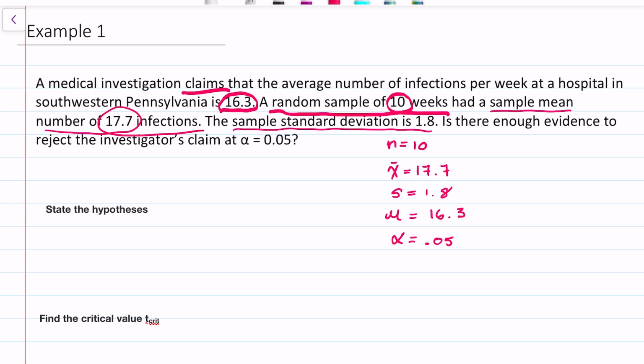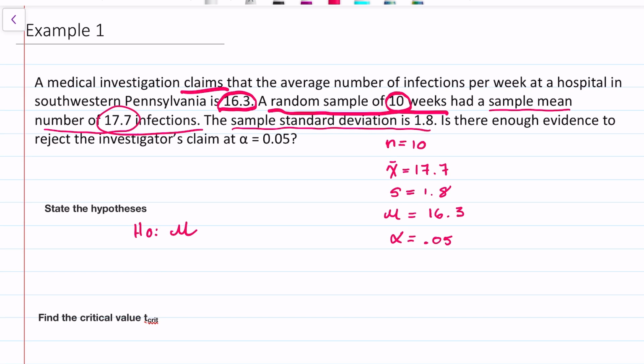The next thing I have to do is find my pair of hypotheses. I'm going to start with my null. Remember, it's always going to be a parameter, so a Greek letter, mu. The null hypothesis is always going to be equal, and we know what it's equal to. It's right here, so 16.3. The alternative also needs to have mu, and it needs to have whatever mu equals to, which is 16.3.